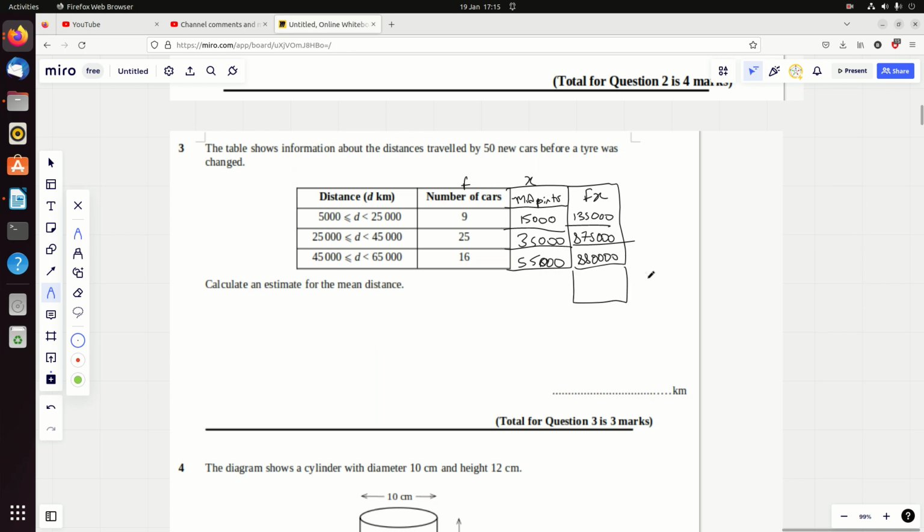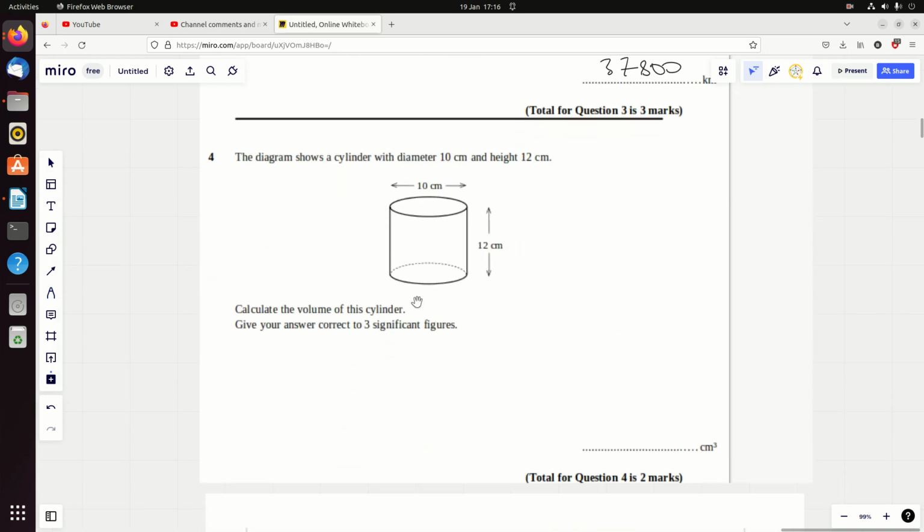Add those up carefully, not dropping the zeros, and you're going to get 1,890,000 divided by the total frequency, which is 50. You can see that if you read up here carefully. And so the final answer should be 37,800 kilometers. Okay, next one.